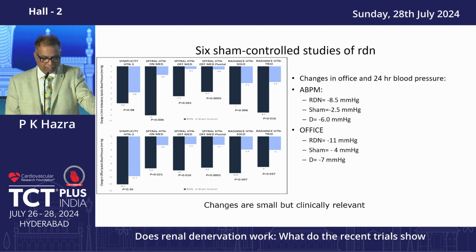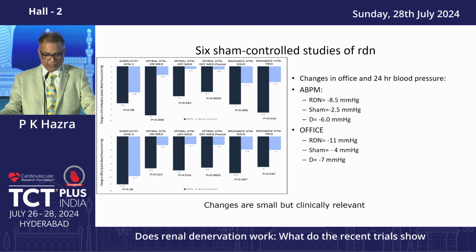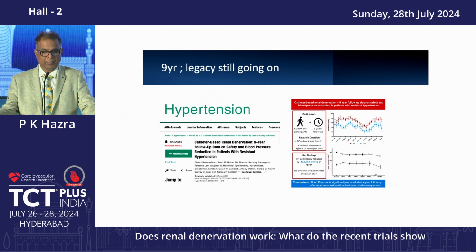The SPYRAL SYMPLICITY control trial of RDN, the changes in office and 24-hour blood pressure, ABPM, RDN minus 8 point something. This is basically a mean. Some people may get 2 millimeters, some people may get 30 millimeters. So on average, 8.5, in sham 2.5. So we have rich data now, and you must believe in God.